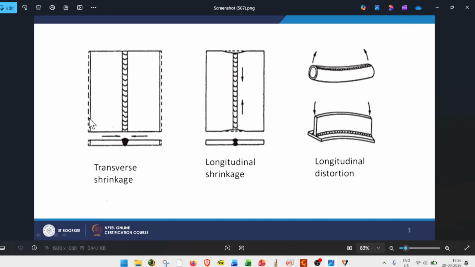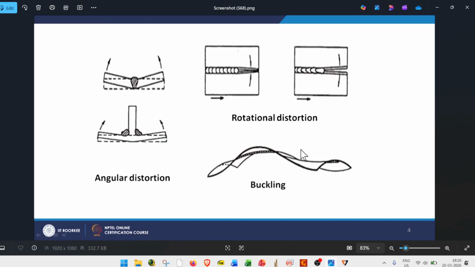In transverse shrinking, the actual dimension is these dashed lines, and it is shrinking in the cross-sectional transverse direction. Okay, and this is the angular distortion. So it is deflecting at a certain angle. Similarly, it is the rotational distortion. So here is the weld bead. These two plates are moving opposite to each other, whether convergently or divergently. This is called rotational distortion. And similarly, buckling happens in a certain pattern for thin sheets and so on.